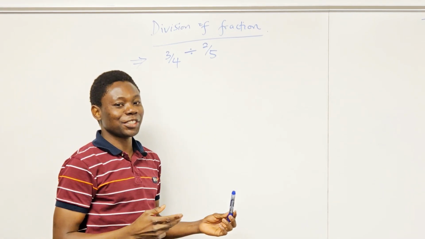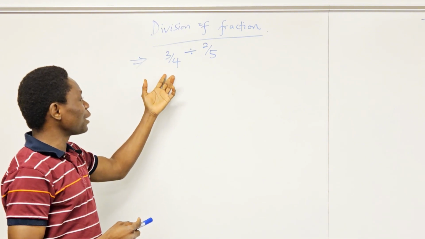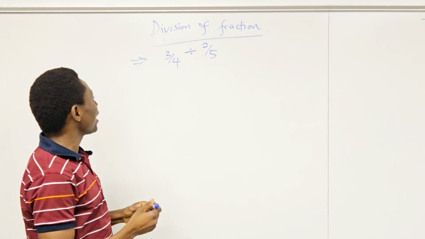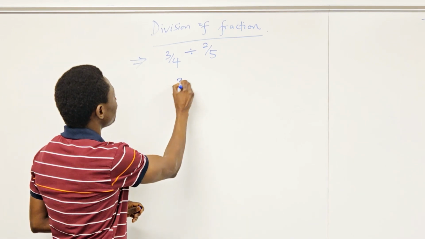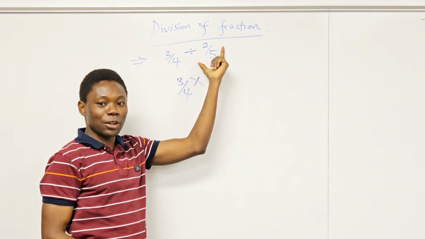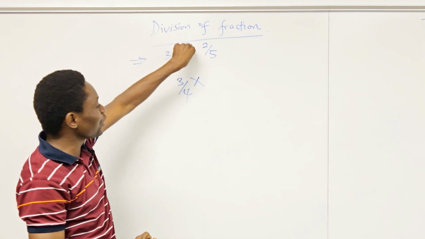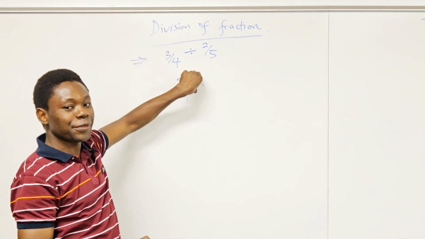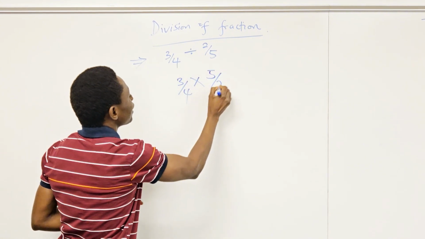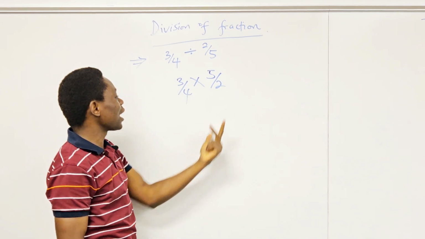Now let's talk about division of fractions. We are given 3 over 4 divided by 2 over 5. Now the approach is this. We'll pick the 3 over 4, which is the first fraction, and multiply by the reciprocal of the second fraction. So we are basically inverting. Since we are changing this division to multiplication, we'll invert this fraction to 5 over 2 instead of 2 over 5, right? And then perform the multiplication as before.